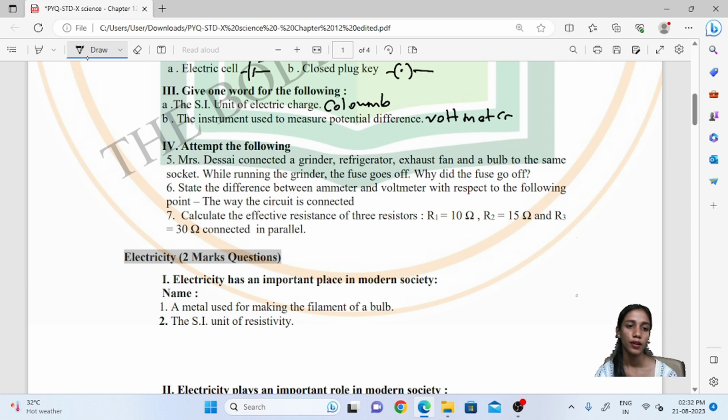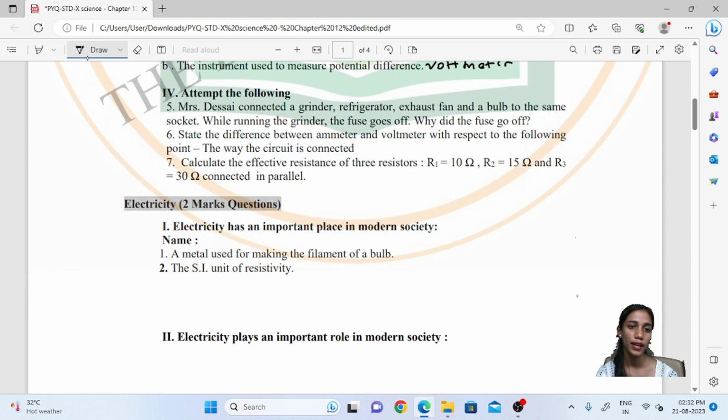Okay? Now, in the next one, we have a problem. A question. So, the question is, Mrs. Desai connected a grinder, a refrigerator, exhaust fan and a bulb to the same socket. While running the grinder, the fuse goes off. Why did the fuse go off?